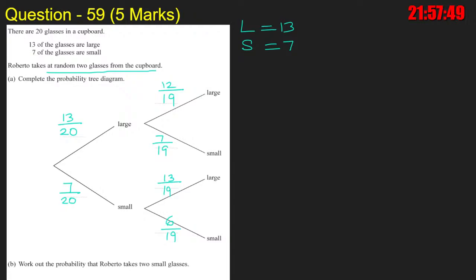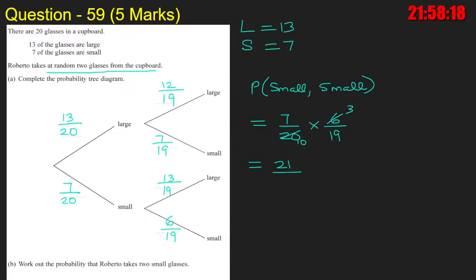Work out the probability that Roberto takes 2 small glasses. So probability, Roberto taking small, again small glasses, which is 7 over 20 times 6 over 19. So you can do the simplification. 2 goes into 6, 2 goes into 20. That's it. 21 over 190. So that is the correct answer for question number 59.